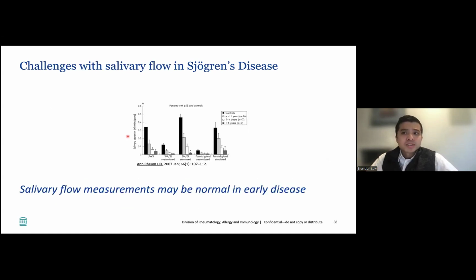This also brings up one of the other challenges that we see in Sjögren's disease, which is that the salivary flow findings and the low tear output are usually late manifestations. We don't necessarily want to wait till a patient reaches that point where they're completely dry. So when we evaluate patients that are early in their disease process, those flow measurements might be normal for them. And that's something that has been seen in some clinical studies as well.